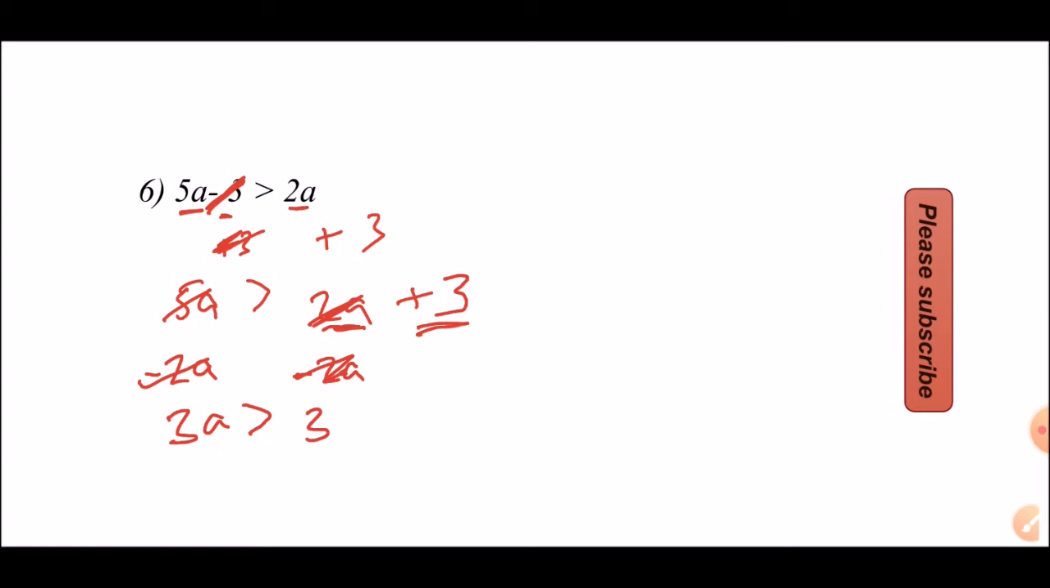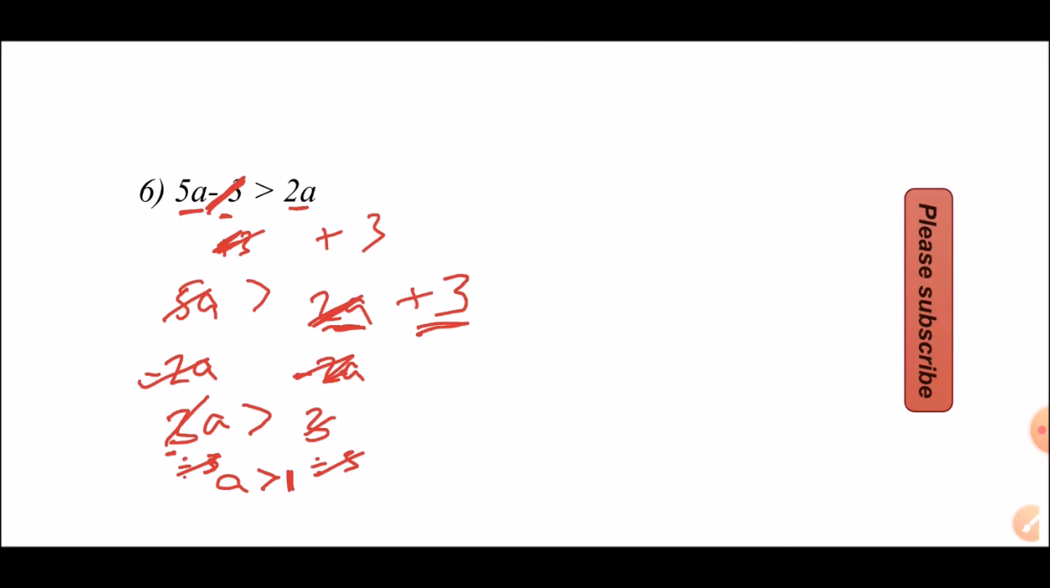Now to get the A on its own, we have to divide both sides by 3. To get rid of this times 3, I have to divide by 3 here, and I have to divide by 3 here. So the times 3 and the divide 3 cancel out, leaving just A. And on this side, 3 divided by 3 is just 1. I'll copy the sign down. So A has to be greater than 1.